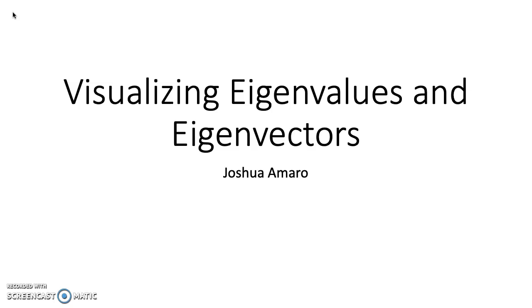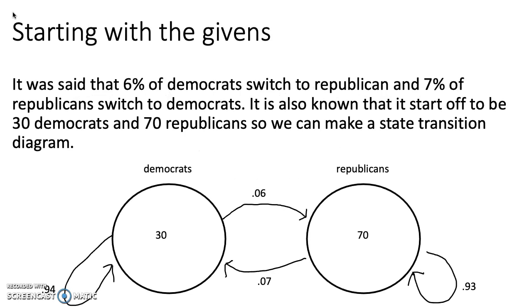So as this week's team lead, it was given in the discussion board that 6% of Democrats would switch to Republican and 7% of Republicans would switch to Democrat. It is also known that it starts off with 30 Democrats and 70 Republicans, so we can make a state transition diagram.